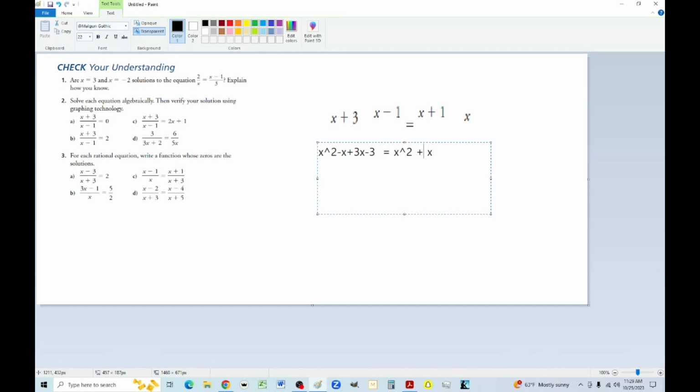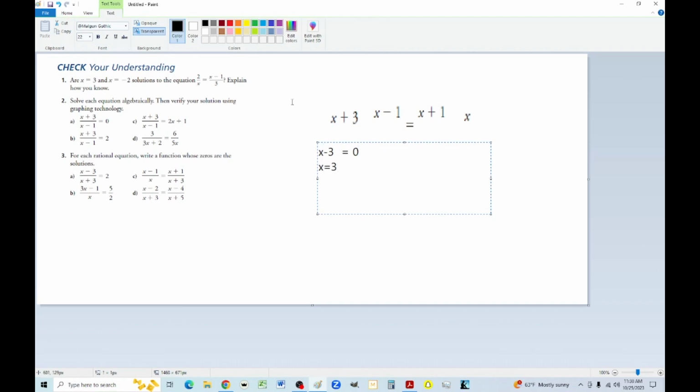Notice that when I subtract x squared from both sides, the x squareds disappear. When I subtract x from the right side, I get minus 2x on this side, and this is 0. When I take minus 2x plus 3x, I get x. So x is equal to 3.